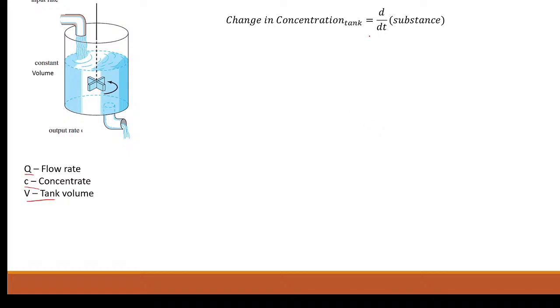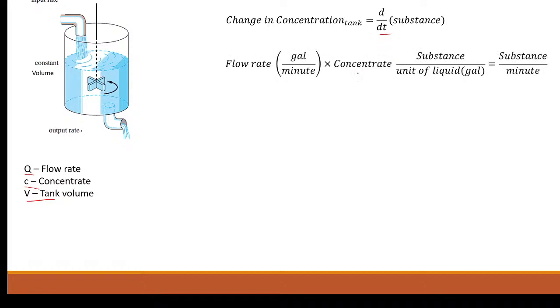So again, we got what's going on in the tank, the rate of change of the substance with respect to time. We got a function for finding out what's going into the tank: the flow rate times concentration is equal to the substance per minute. So that comes in, and what's going out is the flow rate times the substance per unit volume of the tank itself.